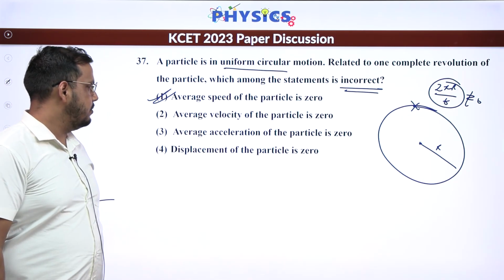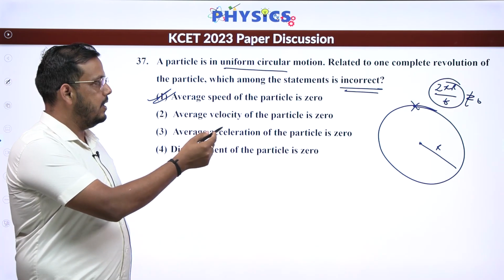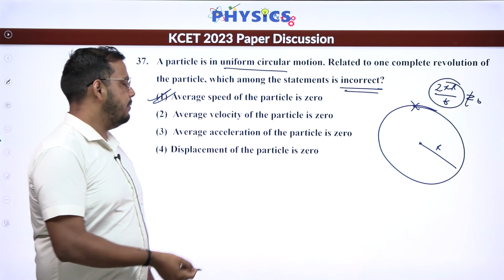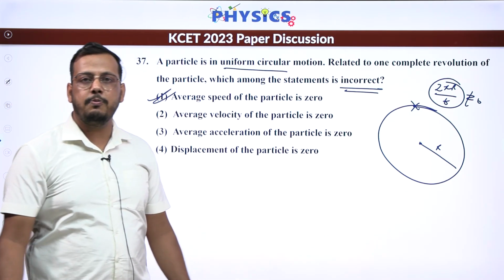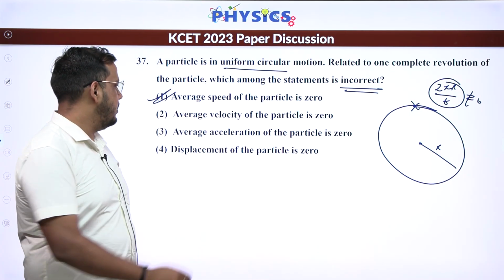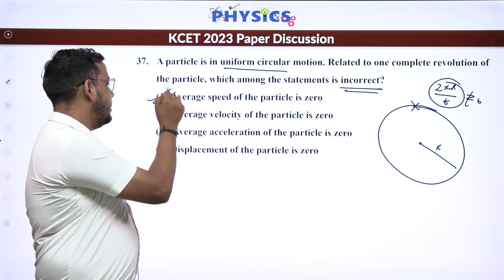So let's check the other options also. Average velocity of the particle is 0. Average velocity of the particle is 0 indeed. Why? Because when the particle starts from this position and ends up here, displacement is 0. So that's why the average velocity is 0. So this statement is correct.